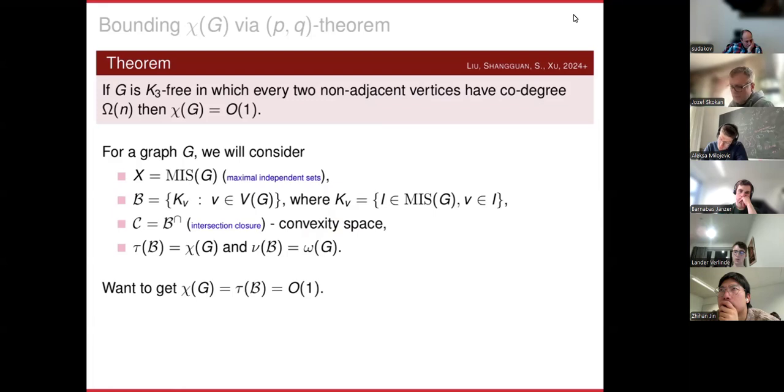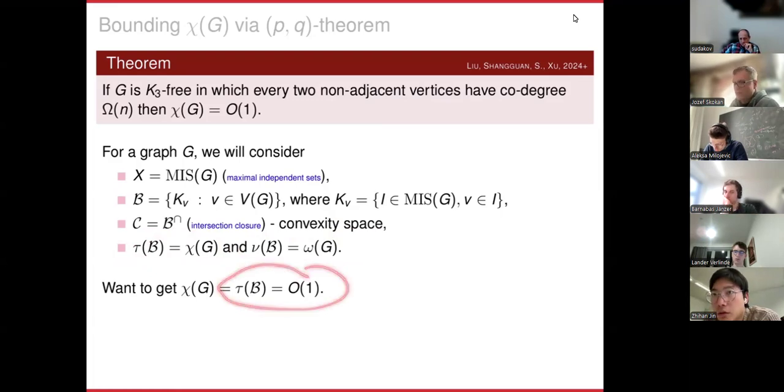And here, the important thing is to realize what Benny just said, that tau of beta is equal to the chromatic number. And also that the matching number of this hypergraph beta is the clique number of G. And what we really want to get is that this tau of beta is bounded by a constant.